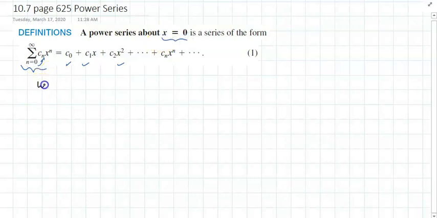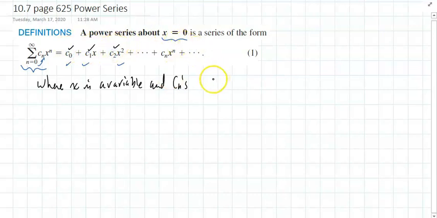And here, x is a variable, and the c sub n's, that is c sub 0, c sub 1, c sub 2, all the way up, those are constants, or simply the coefficients of the series. The coefficients or constants of the series.